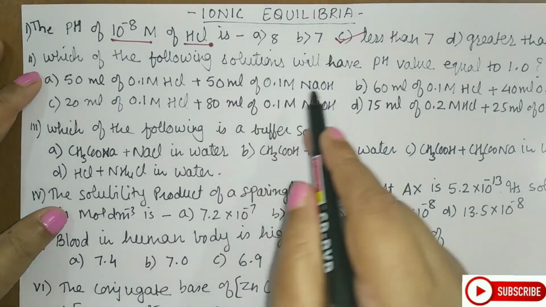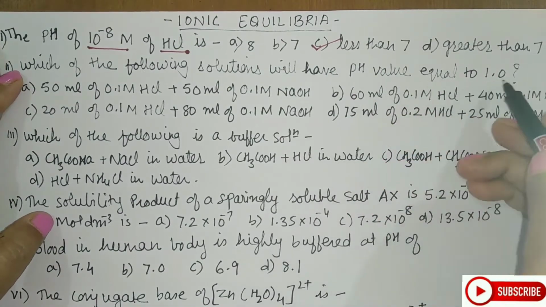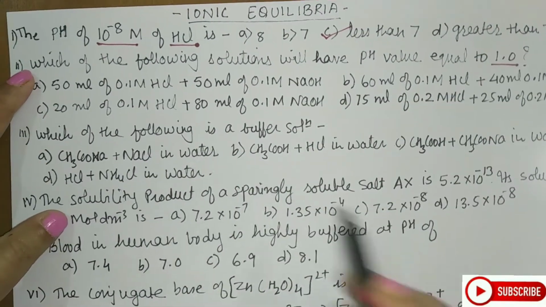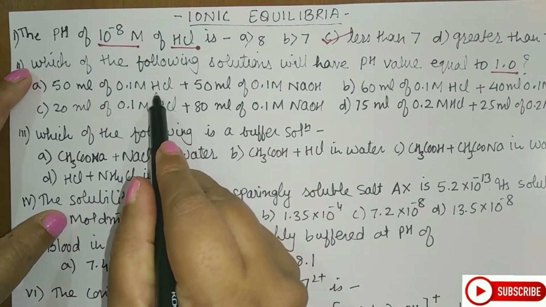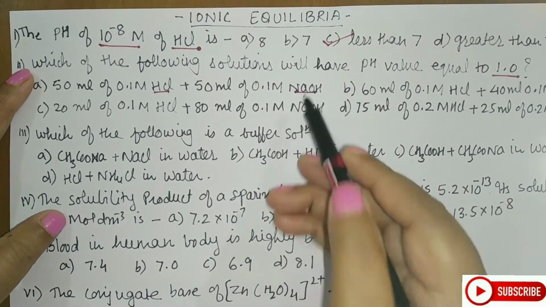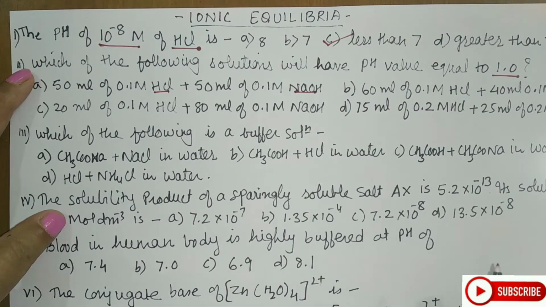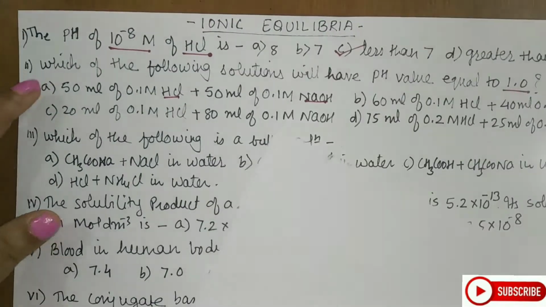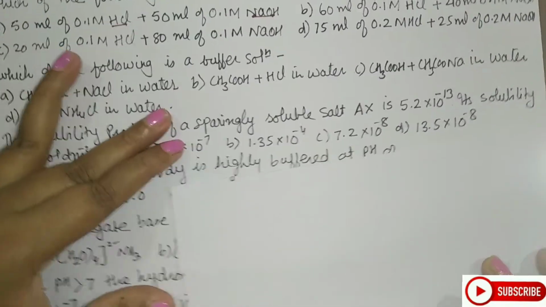Which of the following solutions will have pH equal to 1? Now here students, if you see the options, they are adding HCl to NaOH. Means simply they all are neutralization reactions. And therefore, let us see the formula we'll be using.